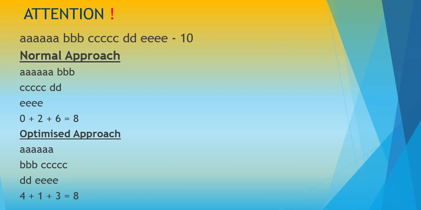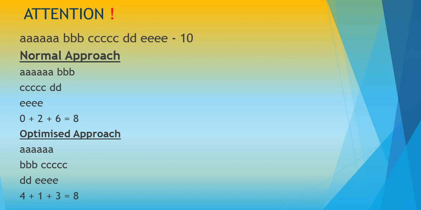So 4 is the number of remaining spaces that I get from line 1. 1 is the number of remaining spaces that I get from line 2, and 3 is the number of remaining spaces that I get from line 3. So as you can see from the first line itself, we have 6 times A. So 6 is the number of characters. 6 subtracted from 10, you get 4. So likewise, we have 1 and 3.